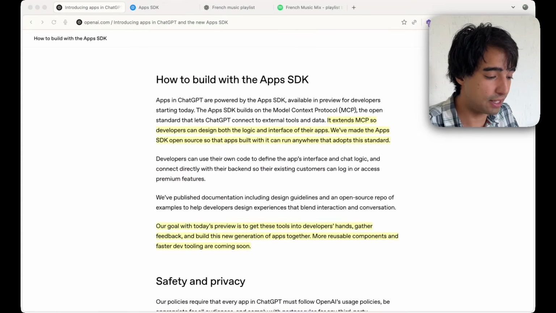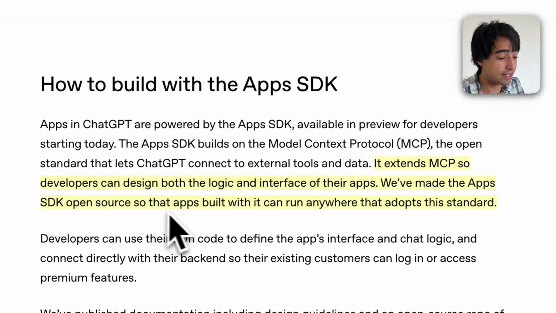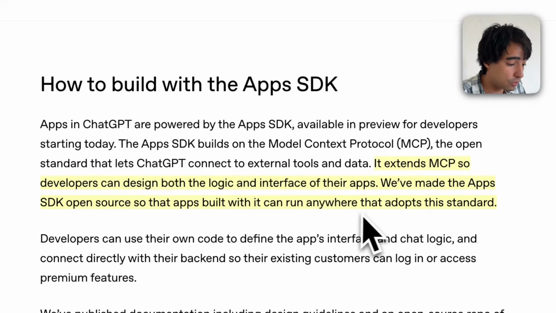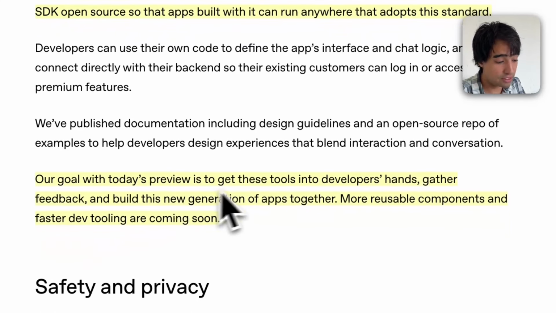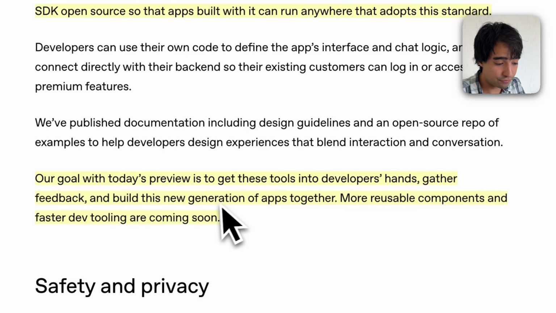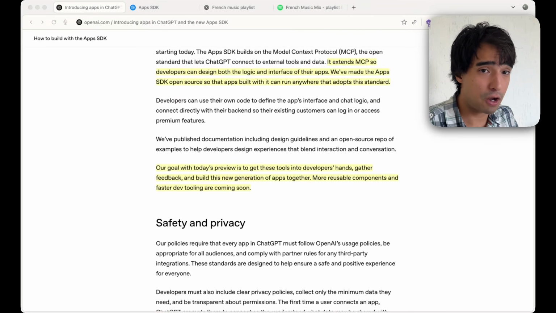So how do you build these applications? As I mentioned before, the Apps SDK extends MCP so developers can design both the logic and the interface of their applications. They have made the Apps SDK open source so that apps built with it can run anywhere that adopts this standard, kind of following the same philosophy of MCP. The goal with today's preview is to get these tools into developers' hands, gather feedback, and build this new generation of applications together. This kind of feels like the start of a new app store that has huge business potential, if you ask me. So I'm very excited about it.